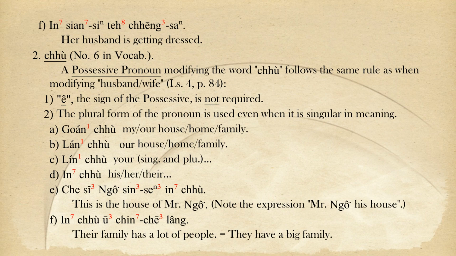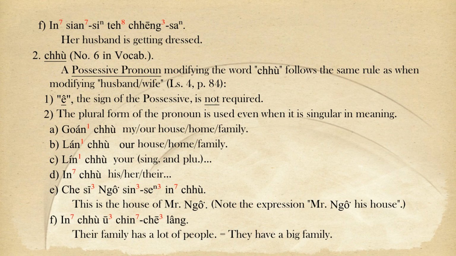第2，厝。A possessive pronoun modifying the word 厝 follows the same rule as when modifying husband, wife. Lesson 4, page 84. Parenthesis 1, the sign of the possessive is not required. Parenthesis 2, the plural form of the pronoun is used even when it is singular in meaning. Parenthesis SIⁿ⁷-A，阮厝。My or our house, home, family.